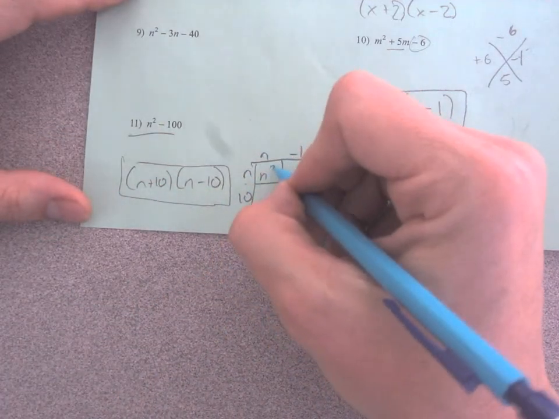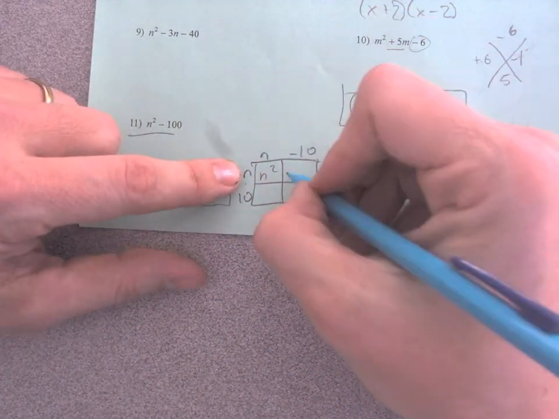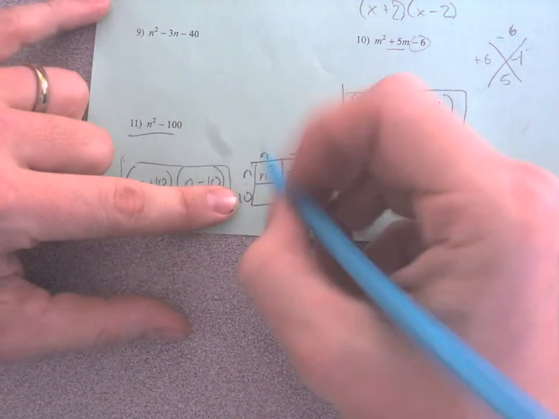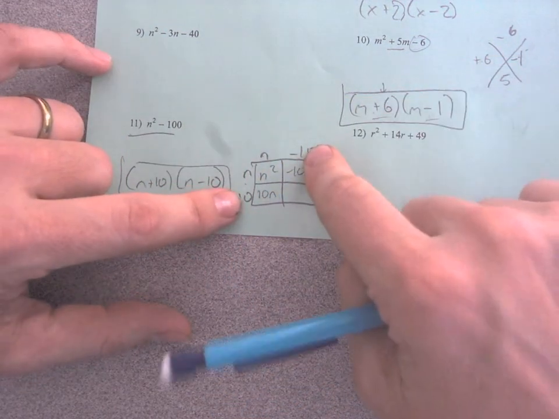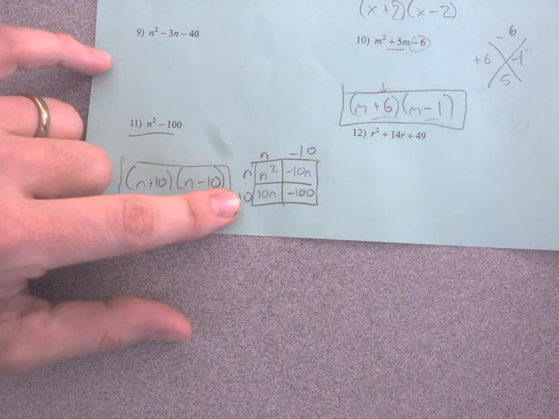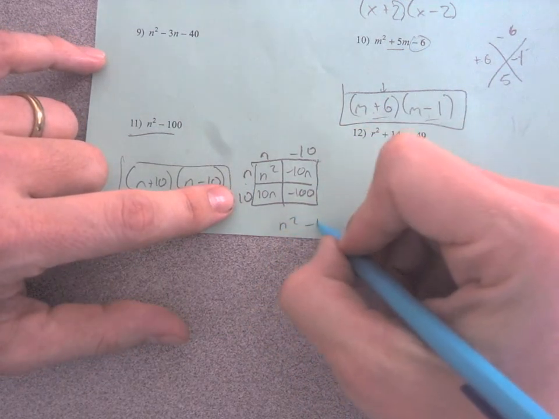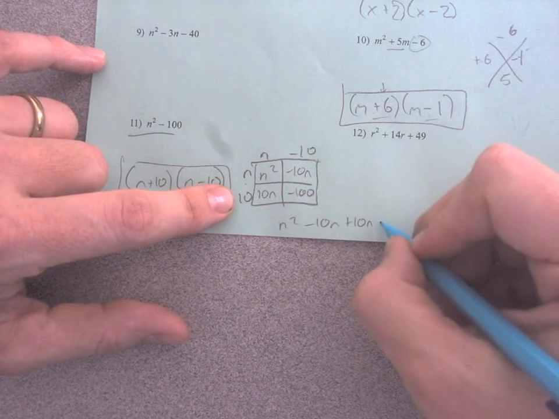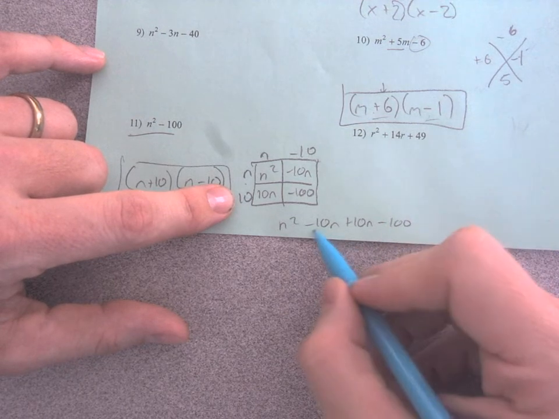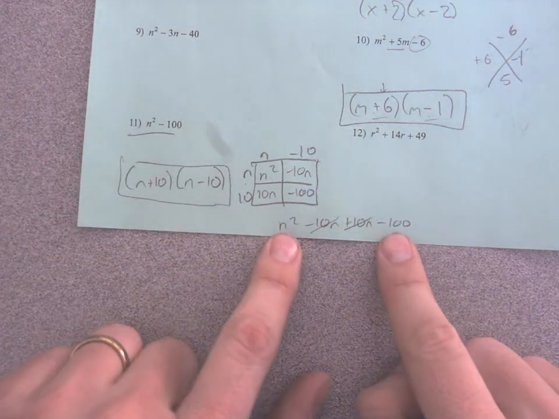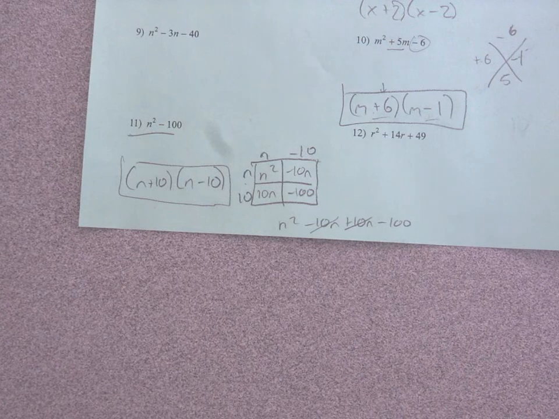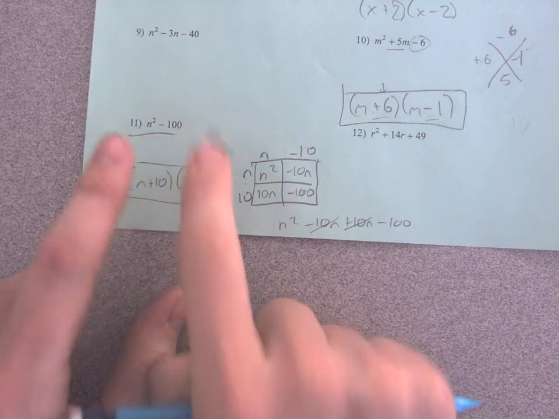N times n is n squared. N times negative 10 is negative 10n. N times 10 is 10n. And 10 times negative 10 is negative 100. So altogether, n squared minus 10n plus 10n minus 100, we can see now that these are going to cancel, ending up with that difference of squares that I started with. So the more multiplication that you do, the better you're going to be at factoring. And that's true whether you're multiplying polynomials like this, or just numbers.